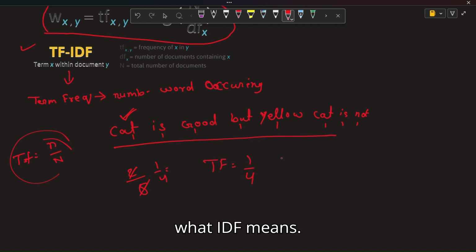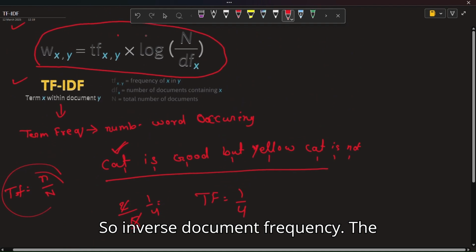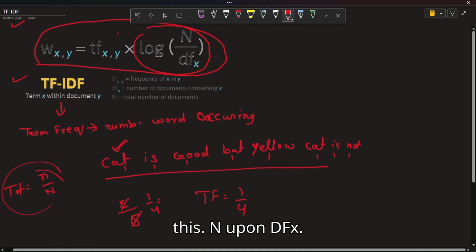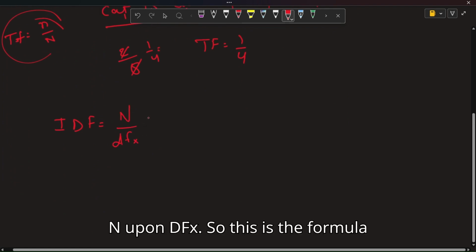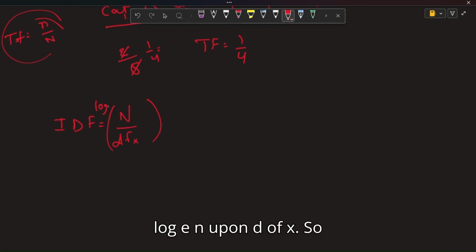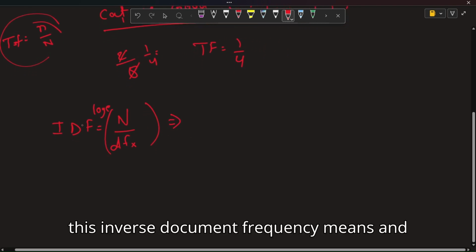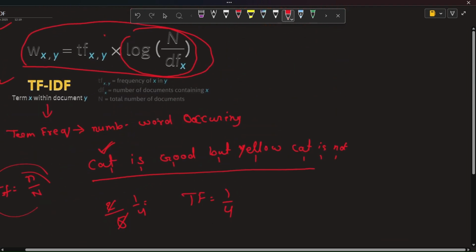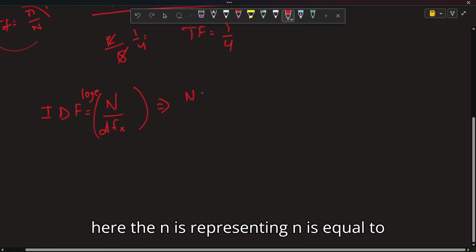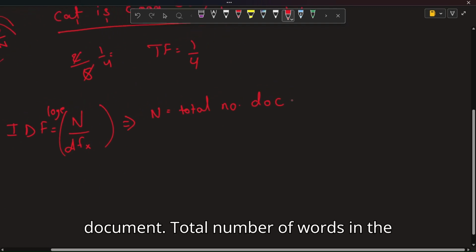Now let's see what IDF means. IDF, inverse document frequency. The formula of inverse document frequency is log e n upon dfx. So let's break this down and understand what this inverse document frequency means and what this formula is representing. So here n is equal to the total number of documents.